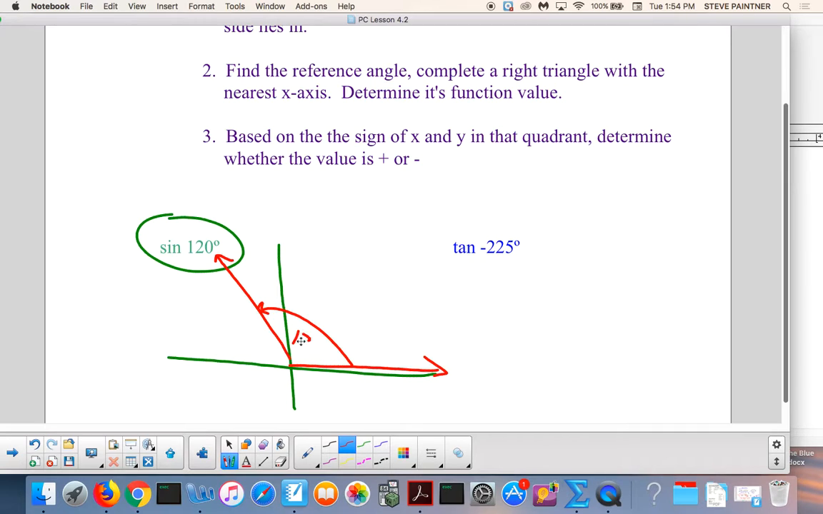Would you agree that I'm in the right ballpark? Yeah. Okay. All right. Now, number 2. Find the what? Well, what's the reference angle going to be? Oh, it's right here. It's 60.